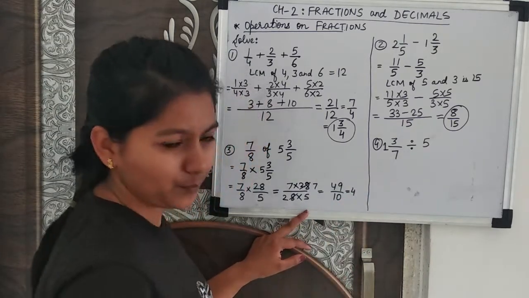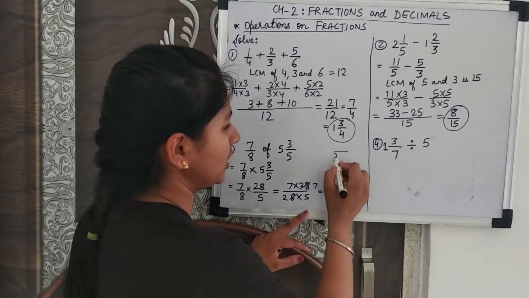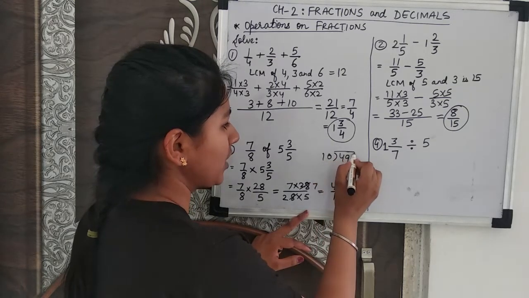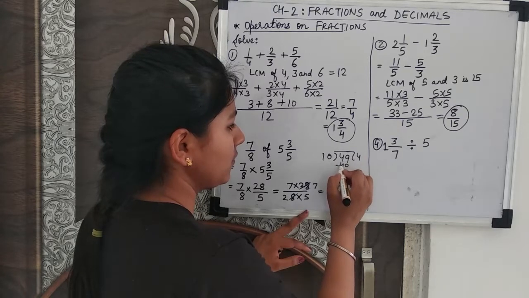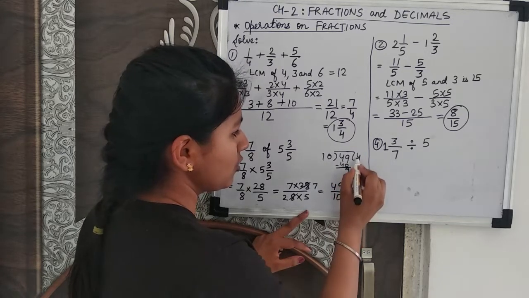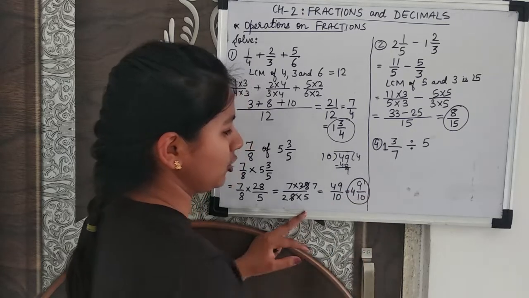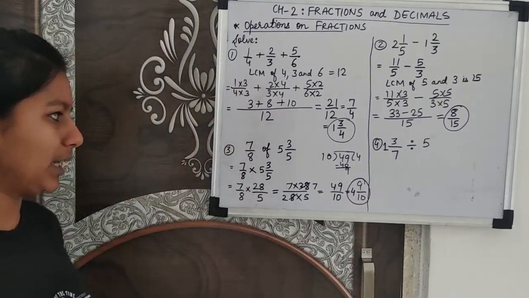10 4s are 40. I am doing it directly, but you can do it in this way also: 49 you can keep inside, 10 outside. 10 4s are 40, 9 will be the remainder. So 4 will come in the center, 9 at the top, and 10 is the denominator. So in this way we can multiply.